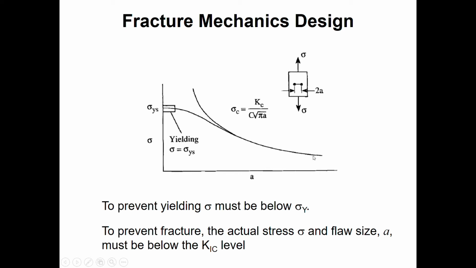So this is the plot of sigma versus A. To prevent yielding, sigma must be below sigma y. To prevent fracture, the actual stress sigma and flaw size A must be below the K1C level. So we need to check for both conditions. The first one is to prevent yielding, and the second condition is to prevent fracture.